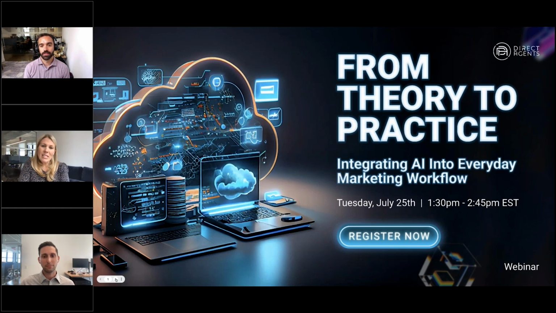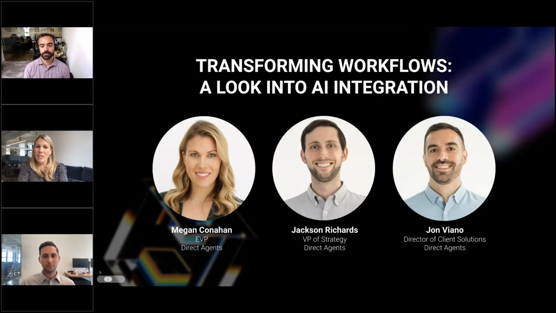So let's get started with our first session on using AI to transform workflows. I want to quickly introduce 2 of my colleagues, John Biano and Jackson Richards. But before we get into it, John and Jackson, would you mind just quickly introducing yourselves, who you are, your title, what you do, etc.? Sure. I am Jackson Richards, VP of Strategy. I head up brand and growth strategy at Direct Agents. And I'm John Viano. I'm the Director of Client Solutions. I mostly work on new business development, and yeah, been with the agency for 7 years and excited to be talking to y'all today. Awesome, thank you guys.